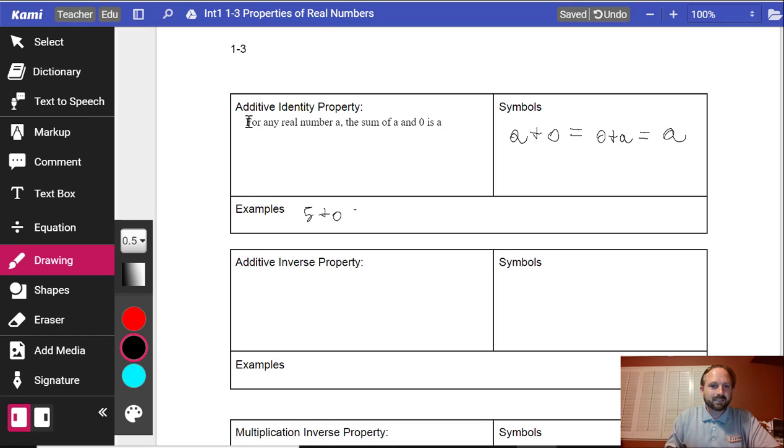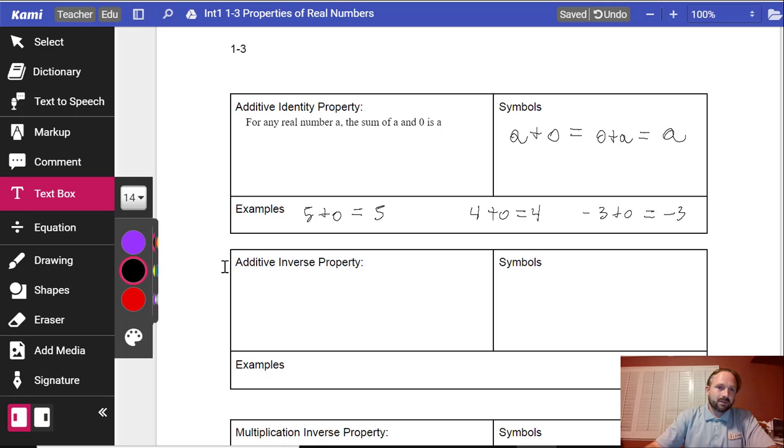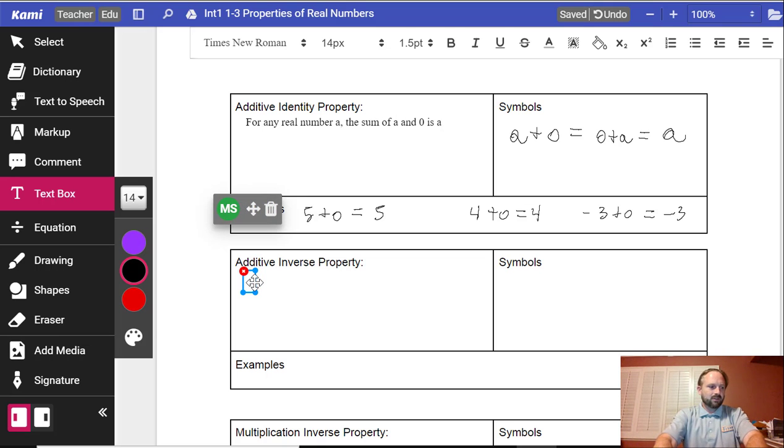Well, let's think about this. 5 plus 0 is equal to what? 5. How about this? 4 plus 0, what's that equal to? 4. Okay, what about negative 3 plus 0? What's that equal to? Negative 3. This is the additive identity property. Think of, hey, what makes this number this number? What do you add to make this number equal itself? 0.